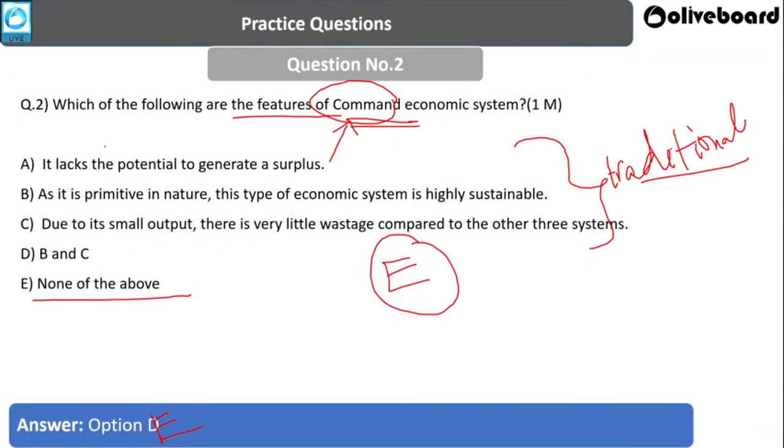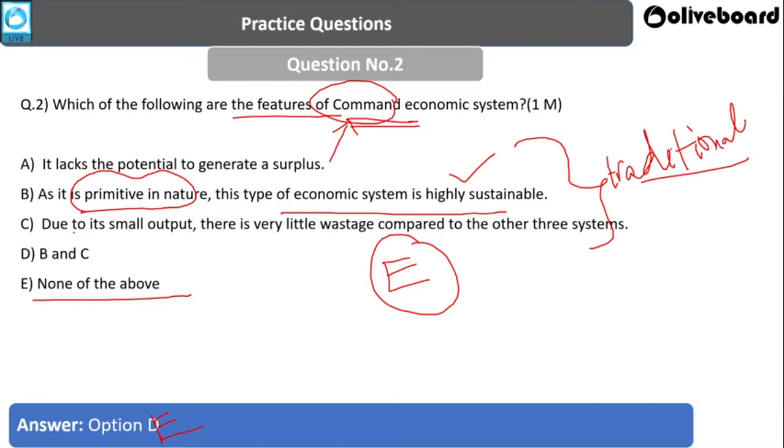As you can see here, traditional economy is an economy which is primitive in nature, right? So this is not having any level of sophistication as we are seeing currently. So it's very primitive. And this type of economic system is highly sustainable because it's not going to exploit the resources. For example, we can imagine the kind of economic system that tribals of Andaman and Nicobar are currently having, right? So that's very, very primitive because the way they are interacting with the nature, it's also very highly sustainable.